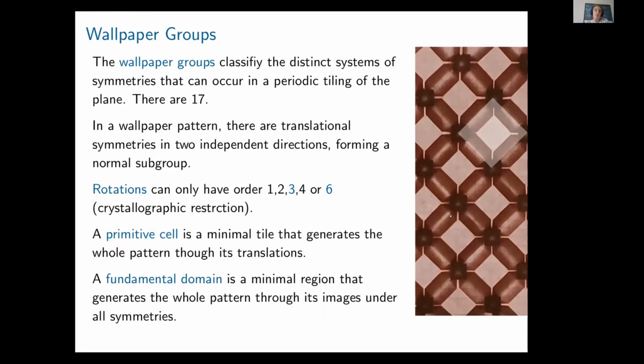I want to talk about realizing a few of these wallpaper groups through origami. I won't talk about all 17 of them. The reason why the 3 and 6 are highlighted here amongst the rotation orders is because I'm going to talk about the ones that have rotational symmetries, either of order 6, so a rotation through 60 degrees, or of order 3, so a rotation through 120 degrees.